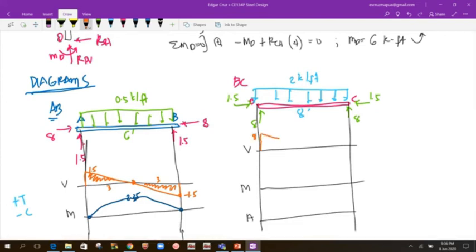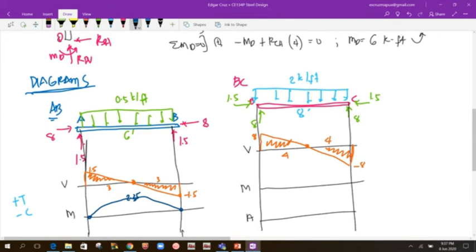Then, 8 minus 2 times 8. So, that is 16. So, negative 8. Then, 8 ulit pataas. So, that's the shear diagram. It consists of 2 triangles. And of course, this point of intersection would be kalahati ng 8. So, 4. Ito rin ay 4.